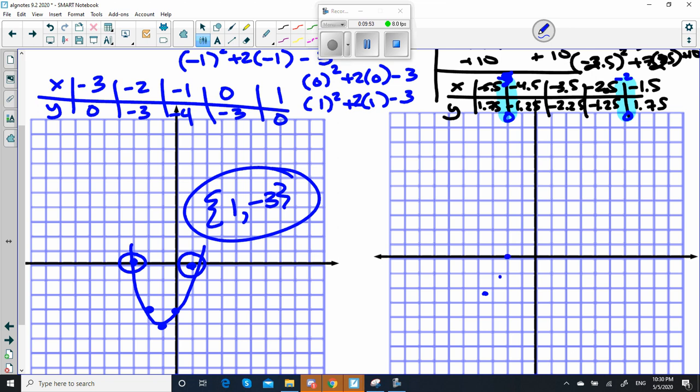-2 is 0, and -5, 1, 2, 3, 4, 5 is also 0. So here I've got negative 4.5. 1, 2, 3, 4 and a half, down about there. So you can see from the picture, and you can also see from the table, that my solutions are negative 5 and negative 2.